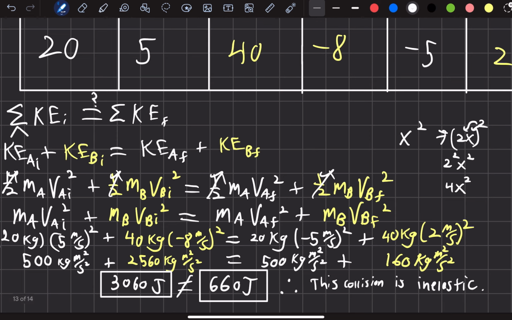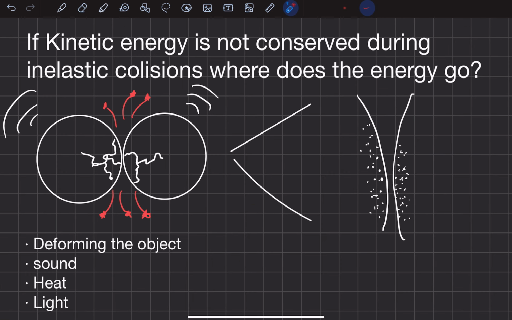Since those two numbers are not equal to each other, this collision must be inelastic. Let's now answer the question that I brought up earlier. If kinetic energy is not conserved in inelastic collisions, where does that energy go? Let's take a collision of two objects. When these two balls collide together, they hit.